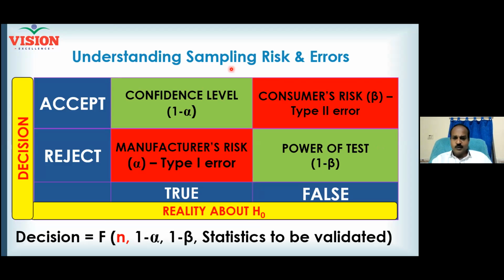Now who is under trouble? The manufacturer or the customer? The product is good, but quality inspectors are rejecting it. Manufacturer. That is called manufacturer's risk, and that type of error is called type 1 error.